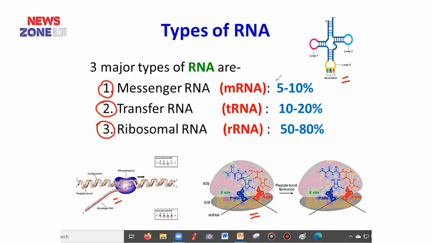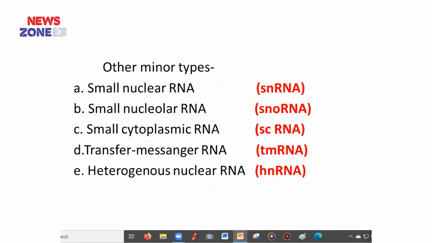Messenger RNA comprises about 5 to 10% of the total RNA molecules in the cell, and the transfer RNA ranges from 10 to 20%. The ribosomal RNA has the higher percentage. It ranges from 50 to 80% of the RNA molecules in the cell. There are also some minor varieties of RNA. These are small nuclear, small nucleolar, small cytoplasmic, transfer messenger, and the last of all is the heterogeneous nuclear RNA.